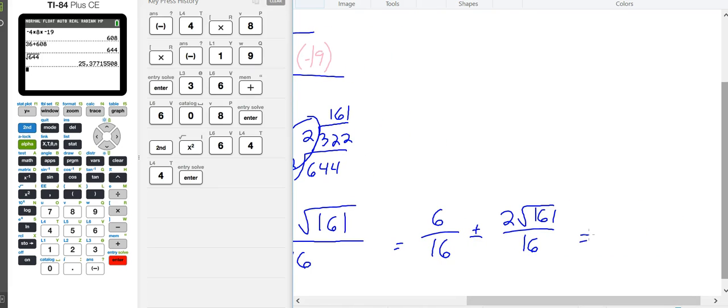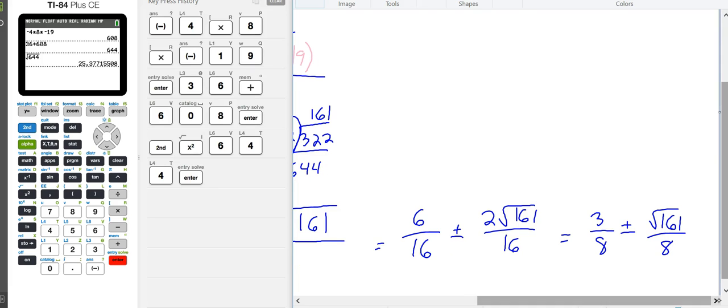And this we can rewrite: 6 over 16 can be reduced. 6 and 16 are both divisible by 2. 6 divided by 2 is 3. 16 divided by 2 is 8. And this is 3 over 8 plus or minus 2 square root 161 over 16. That can be reduced also because 2 square root 161 and 16 are both divisible by 2. 2 square root 161 divided by 2 is square root 161. And 16 divided by 2 is just 8.